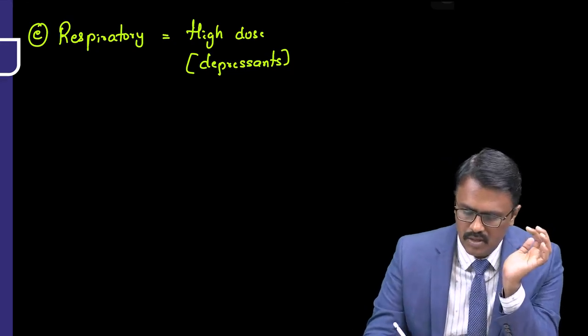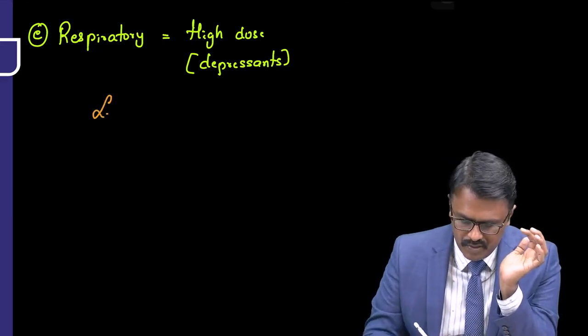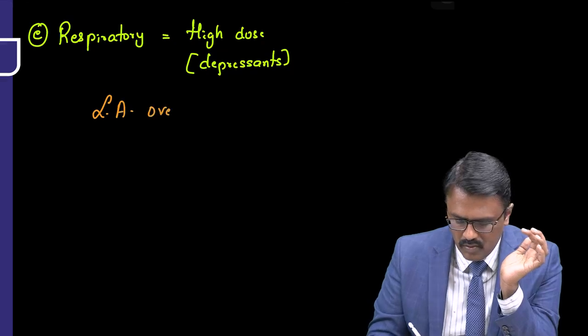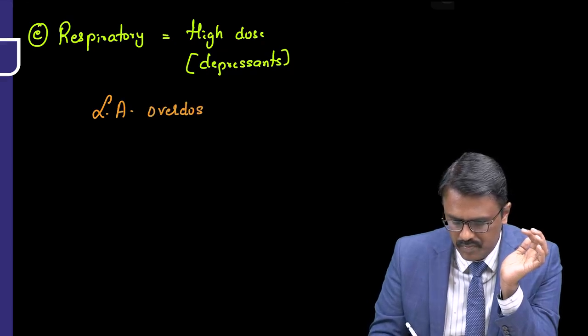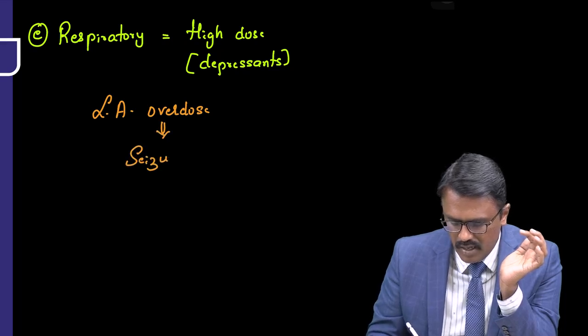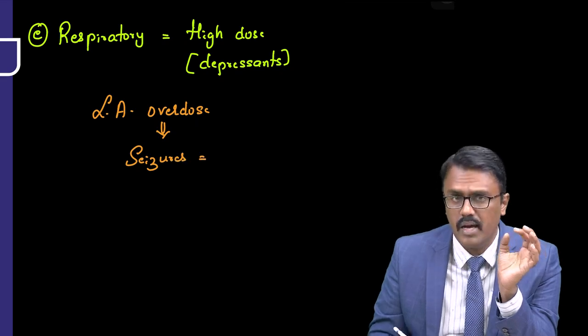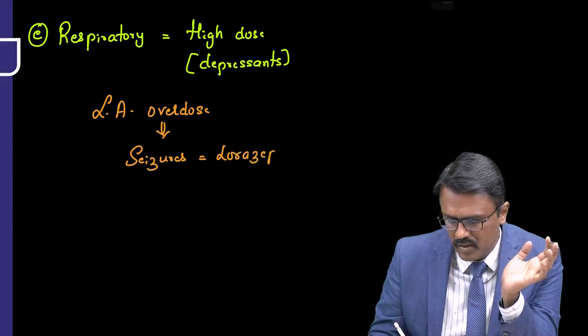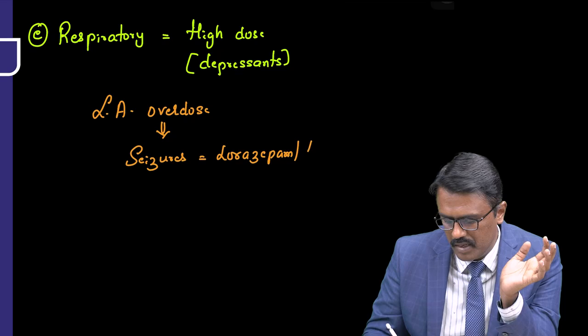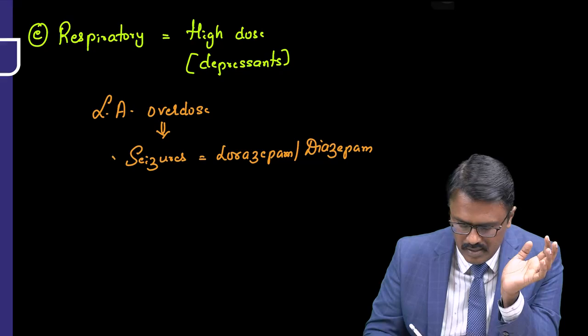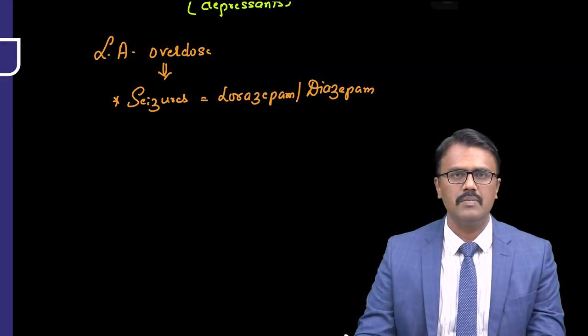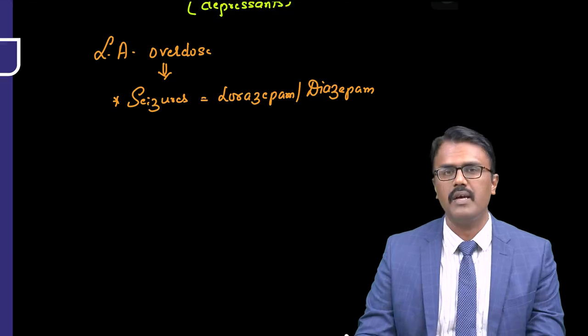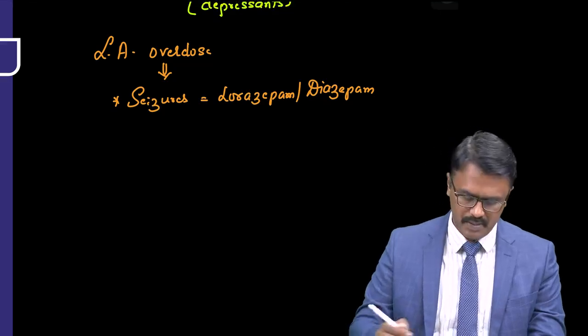So any patient who comes with local anesthetic overdose, having seizures, you have to manage the seizures, and the seizures are managed with lorazepam or diazepam. So in local anesthetic overdose, the patient may develop seizures, so we can use lorazepam or diazepam.